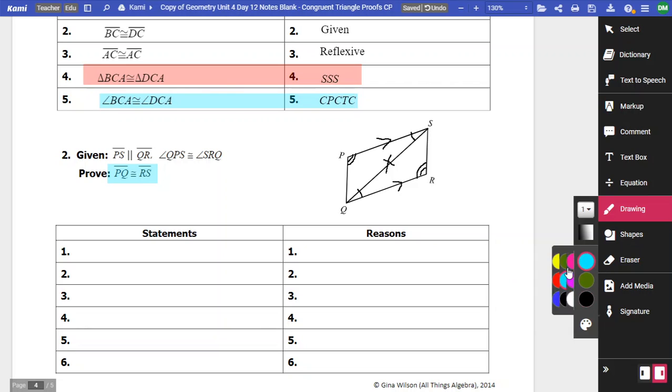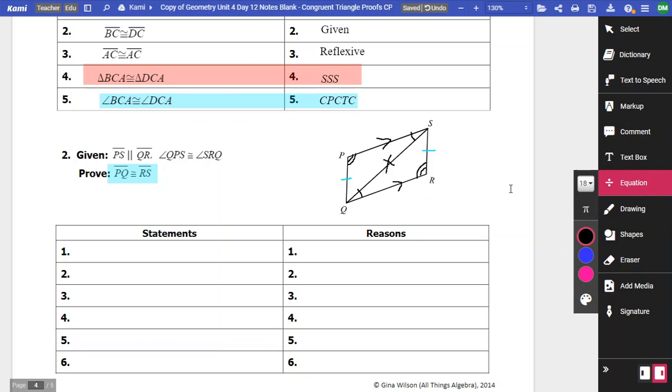And what we're actually trying to prove at the very end is that these two sides are congruent. So the ones that I've marked in blue. That's what we would like to show. And we'll be able to show that as soon as we show that the triangles are congruent, which we do have enough information to do right now.